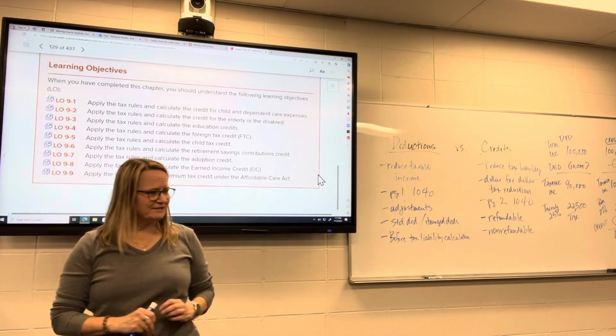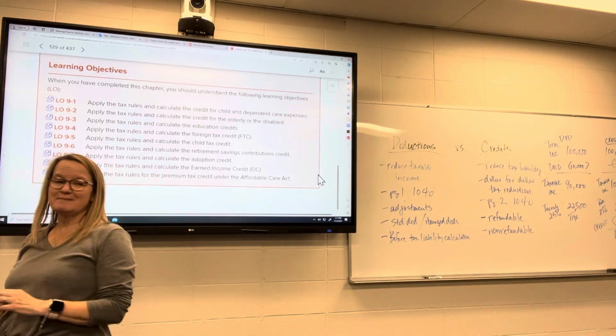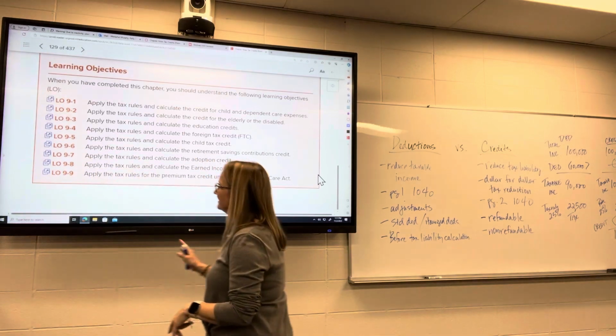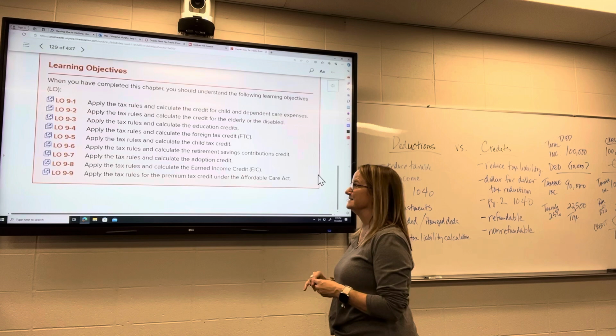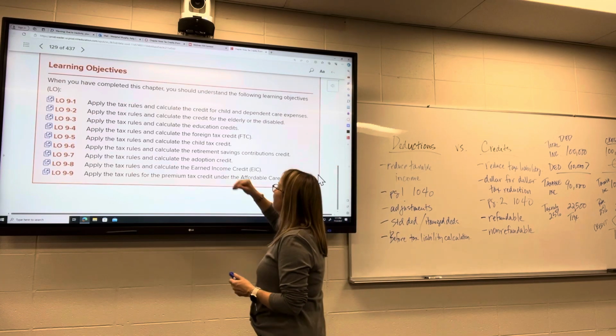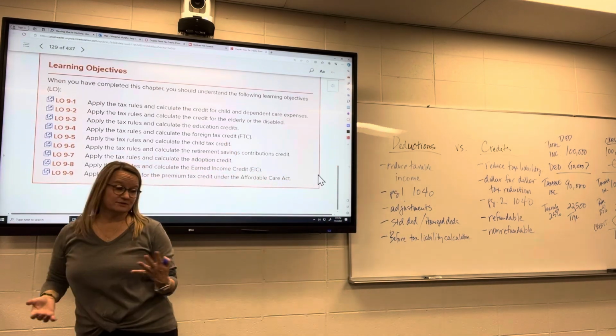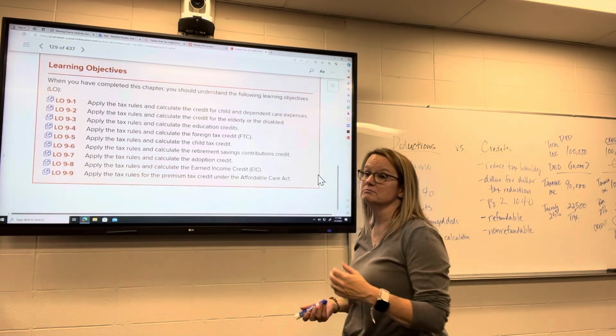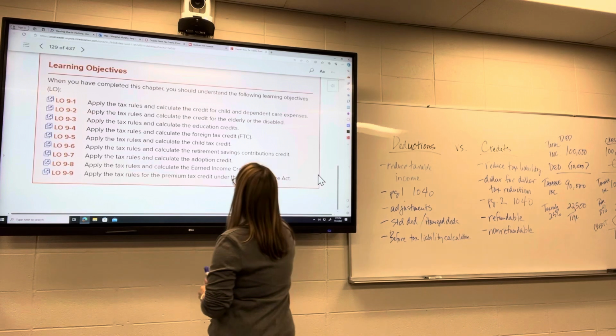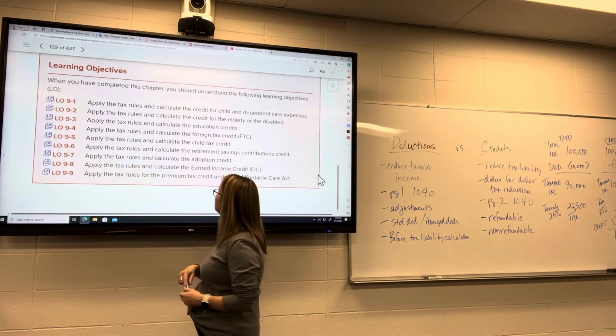It doesn't amount to much, and for most people, it doesn't amount to anything. But the authors still put it in here, although in practice, I really didn't see this credit very often. Education credits. These are the credits that most students are interested in and also most familiar with. Foreign tax credit, as I just mentioned.